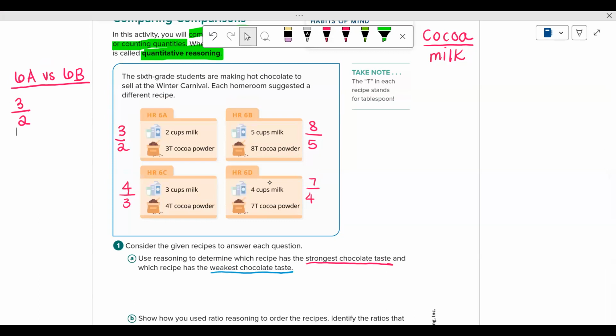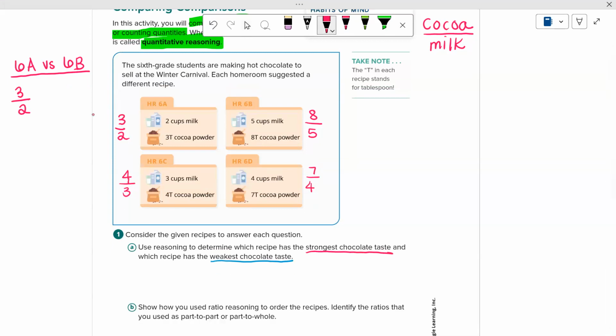All right, oops. Sorry if that popped up on your screen. I had a notification. So we have 3/2 and 8/5, right? What is our common denominator between 2 and 5? If you said it was 10, you're correct. So we have a common denominator of 10.